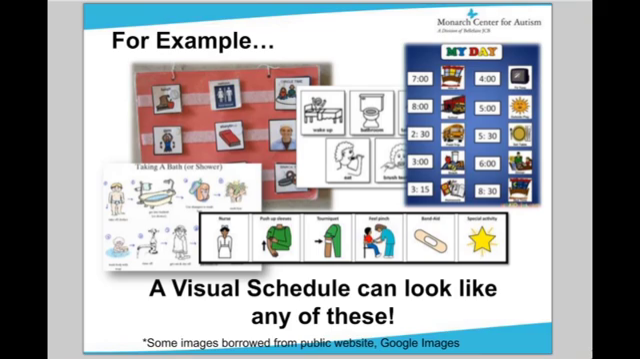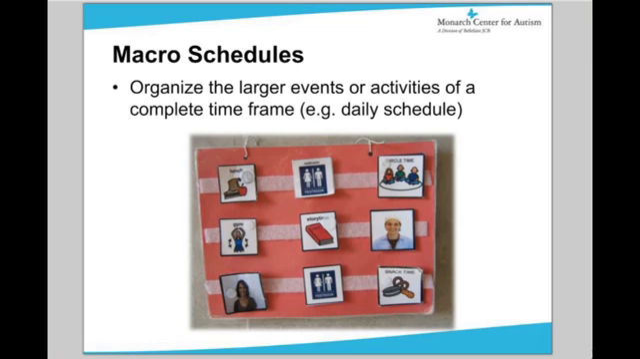And for example, you can see these are a lot of different examples of what a visual schedule may look like. There's a lot of different kinds. A visual schedule does not have just one face. And so we're going to get into the different components that we should consider when we talk about customizing a visual schedule. Broadly, we talk about two different kinds of schedules. We talk about macro schedules and micro schedules.